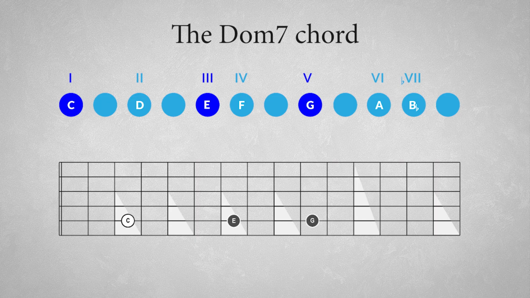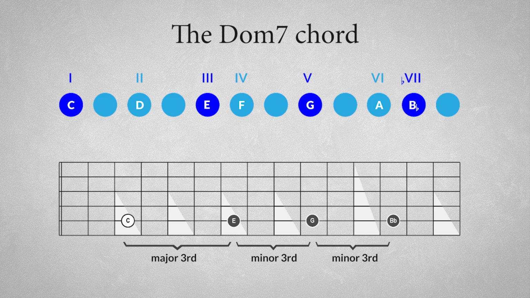The dominant 7th chord is built on a major triad by adding the minor 7th degree. So when we analyze the intervals that are contained in this chord, we'll see a stack of third intervals. A major third, C E, a minor third, E G, and again a minor third, G B flat.